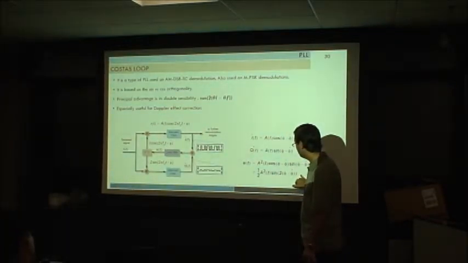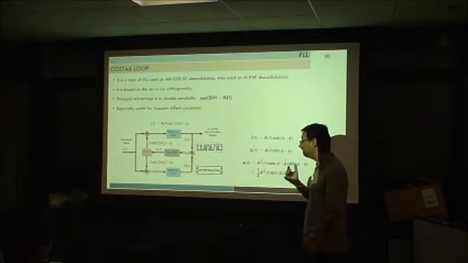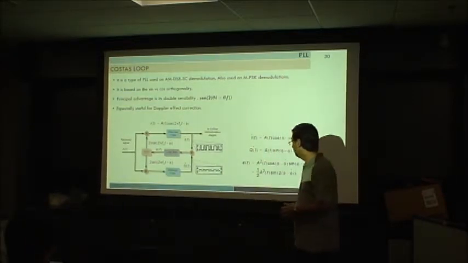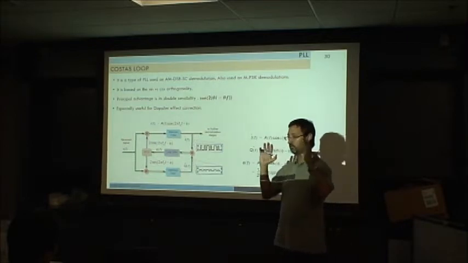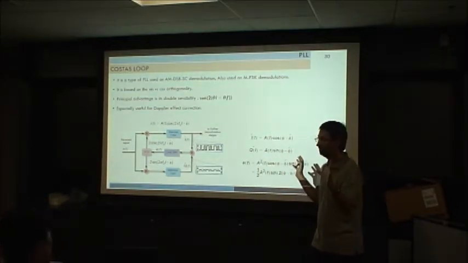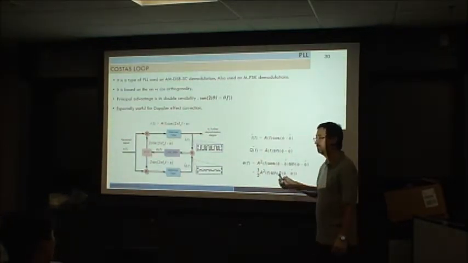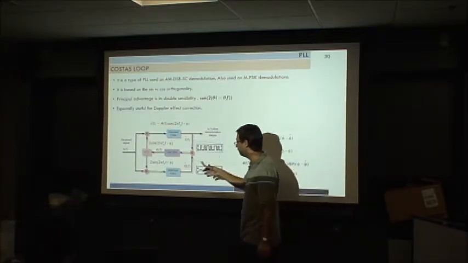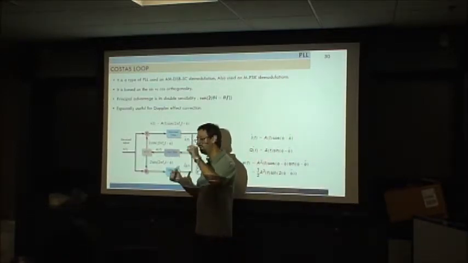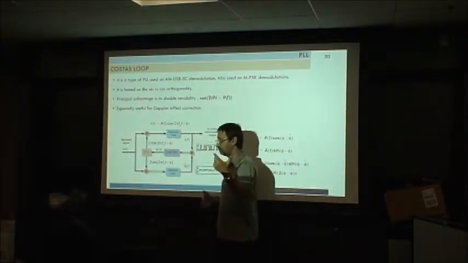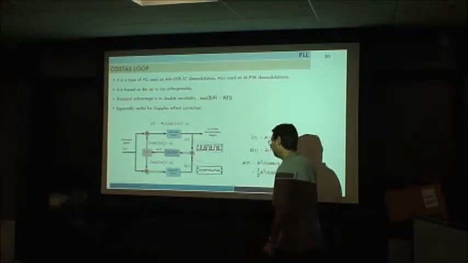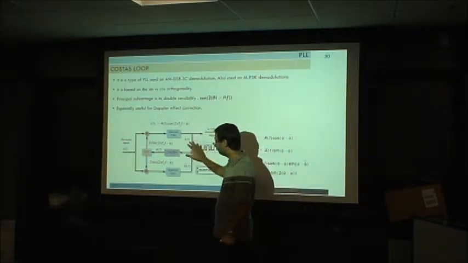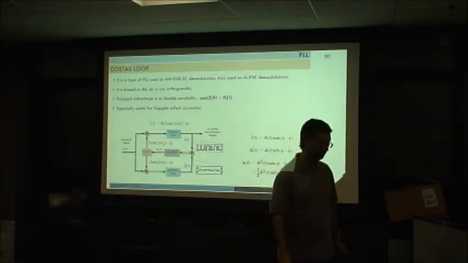What is the advantage of this Costas loop relative to the PLL? The advantage is here. This guy has a double. Remember that the other one is proportional to the cosine of the difference of the phase. This guy has a 2 here. So this means that it is more sensitive to the change. It will amplify small changes by 2. So this is one of the advantages of the Costas loop. We will implement this in one of the labs to recover our double sideband signal.